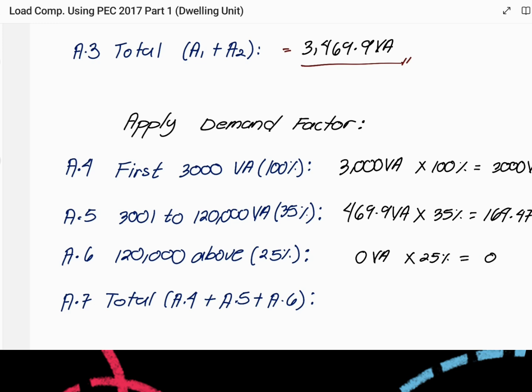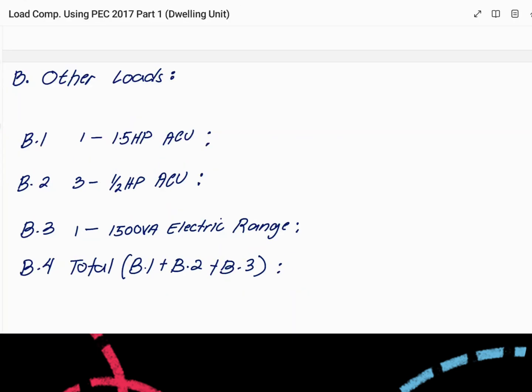So after that, we can now get the total load for lighting and small appliances, which is equivalent to 3,164.47 VA. Okay, so we are done with the general lighting and small appliances computation. Now let's proceed to the computation of our heavy loads or other loads.